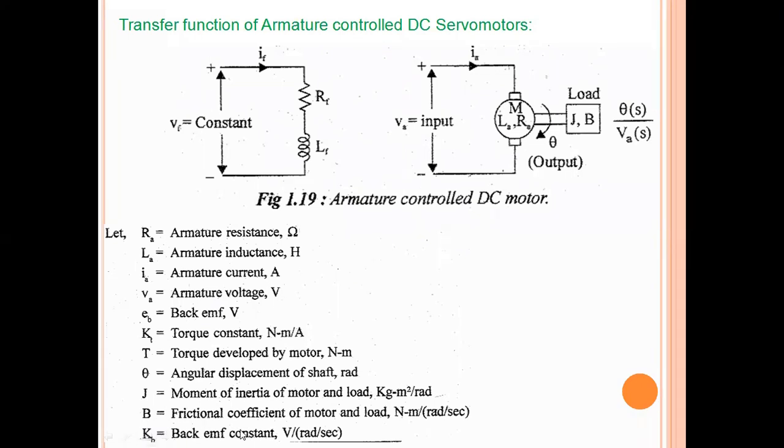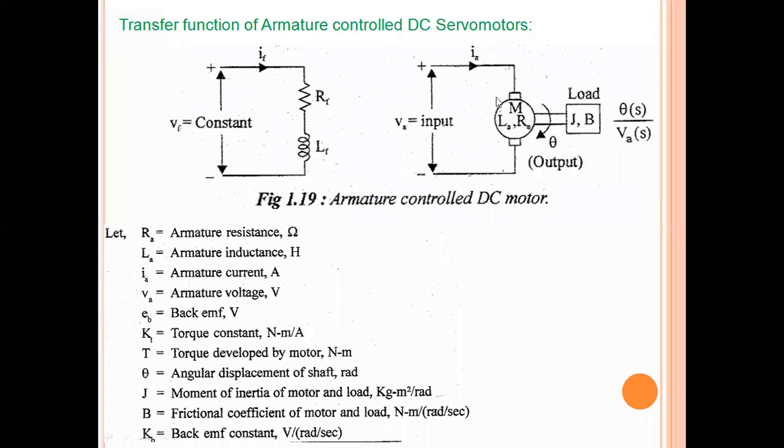And finally, KB is the back EMF constant. So these are the few terms that we will come across during this concept. And here we need to obtain the transfer function of the armature controlled DC servo motor. So we are going to control the armature of the motor, which means we need to keep the field circuit constant. So VF must be constant. VF is the field voltage. So we have to do nothing with this field because this is constant.